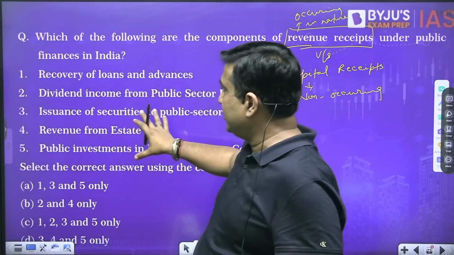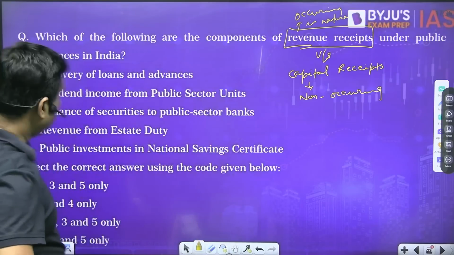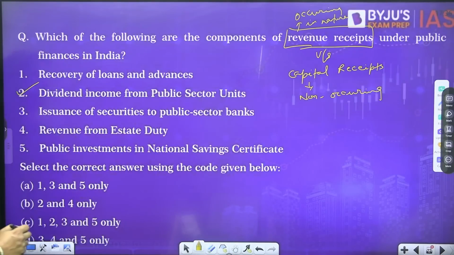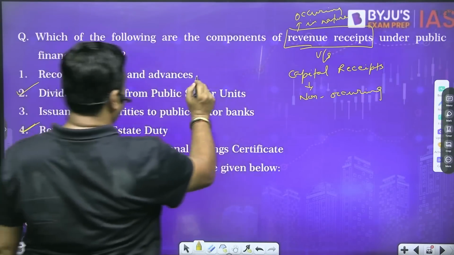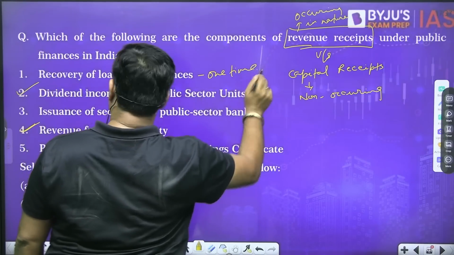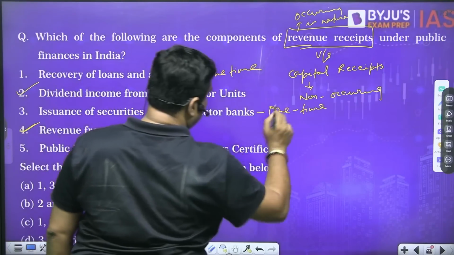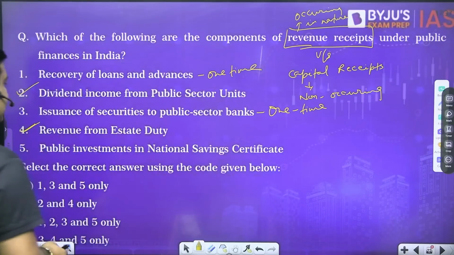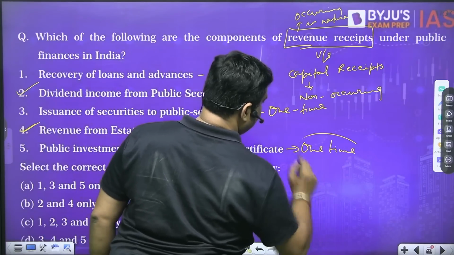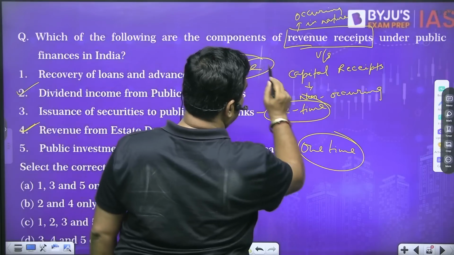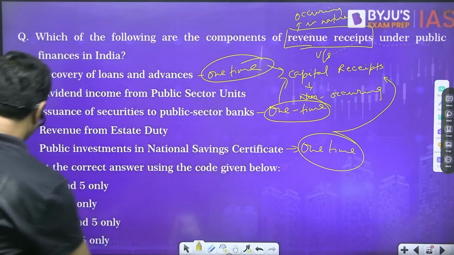So here in this question, if I look at revenue receipt in the government budgeting, only option number 2, dividend income from public sector units, and 4, revenue from state duty. Recovery of loans and advances is one time, non-occurring. Issuance of securities to public sector banks, again one time, non-occurring in nature, so capital receipt. Public sector investments in national savings fund, one time. So these three are part of capital receipt and not the revenue receipt. So answer would be B for Bombay, 2 and 4.